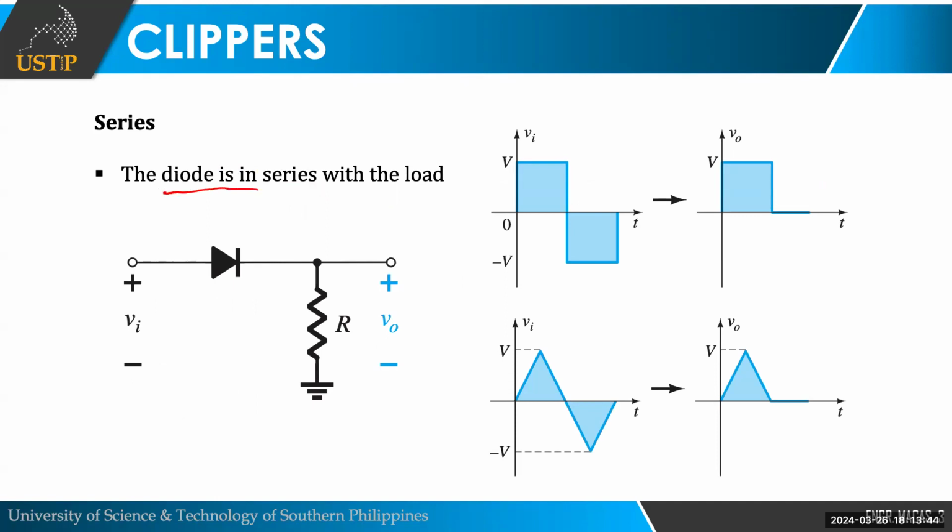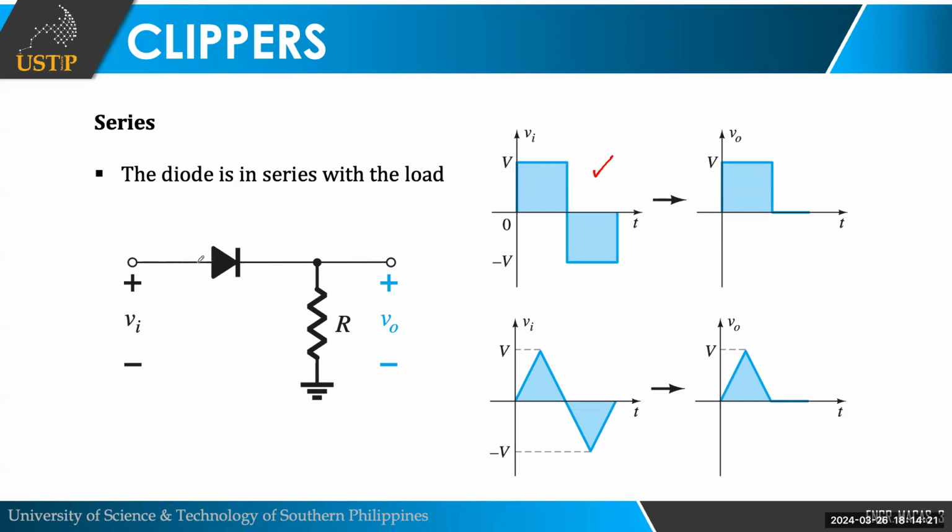So again, the diode is in series with the load, and you're familiar with this. This is a half-wave rectifier. We have an input here and then our output, which is across the resistor. We just assume that the diode is ideal for easy analysis of the circuit. So this is the series clipper. We're used to sinusoidal inputs, but for example, let's use a square wave input. Same idea, class.